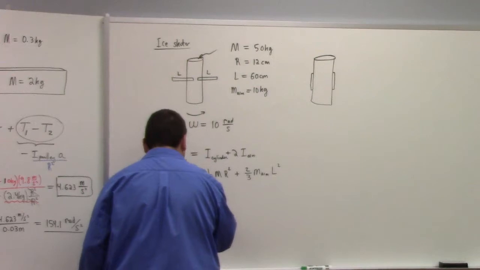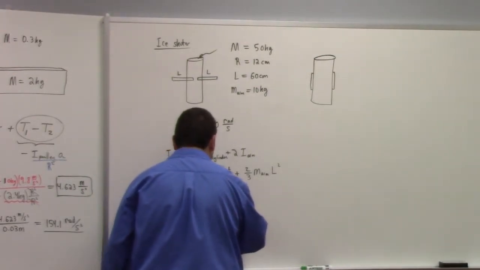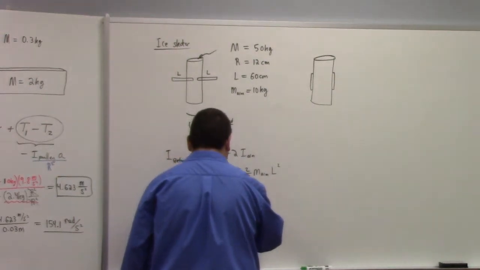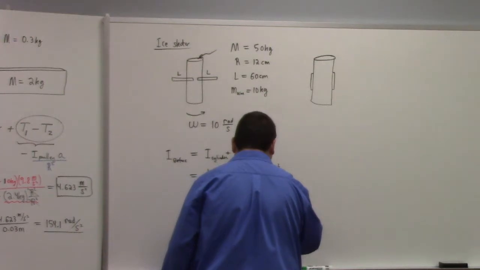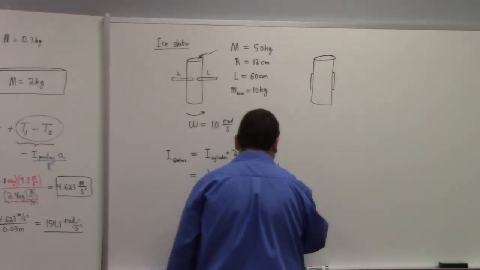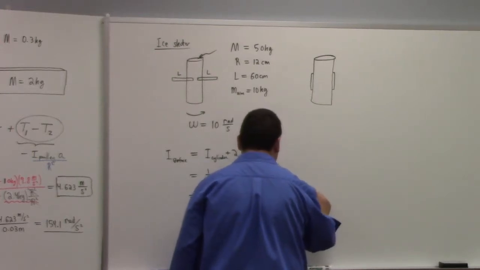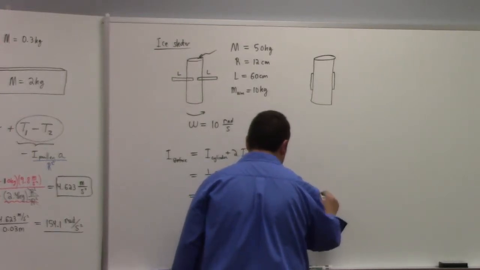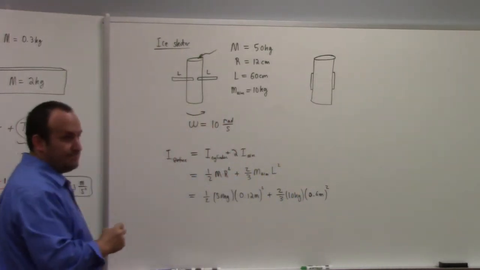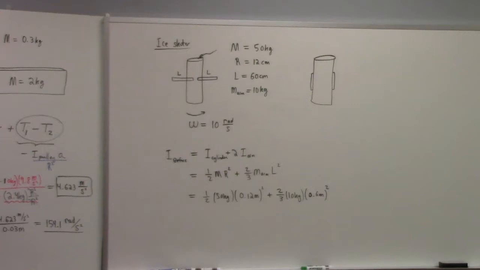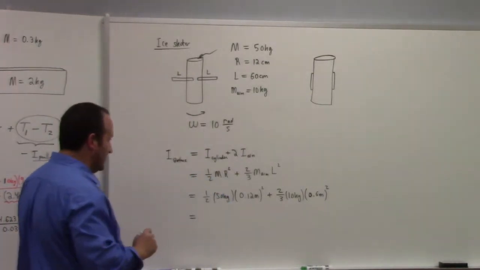All right, so let's work it out. What's the moment of inertia here? We got 1/2 times 50 kilograms times 0.12 meters squared, plus 2/3 times the mass of the arm, which was 10 kilograms, times 0.6 meters squared. Notice I'm just converting the centimeters to meters. So what's the moment of inertia before they put the arms in?